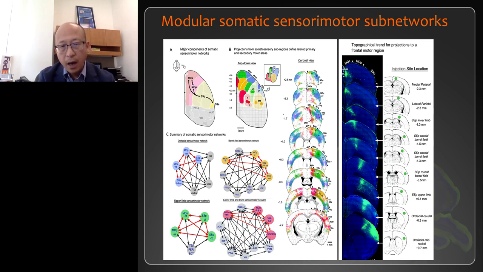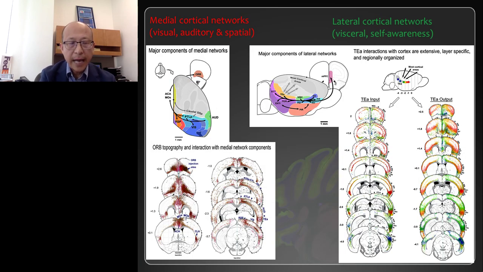And these green color labeled pathways are organized by several areas. They're also fully connected with each other and control the upper limb movements. And the red color pathways control the lower limb movements. So these modular subnetworks allow the sensory and motor areas to directly interact with each other and conduct different sensory motor functions.